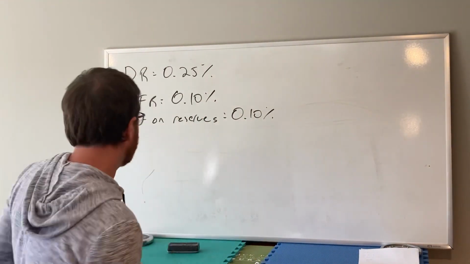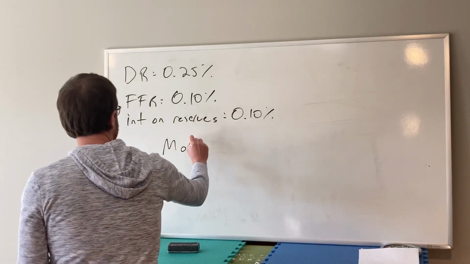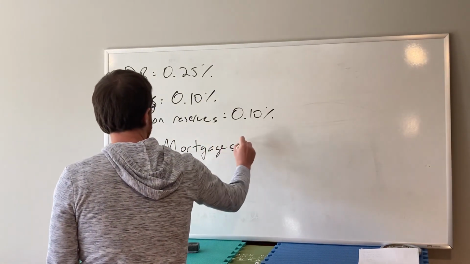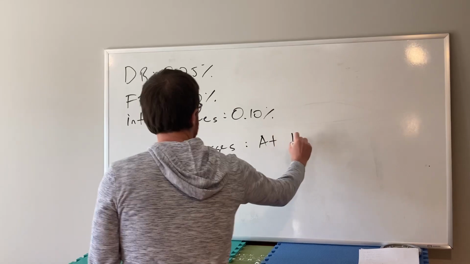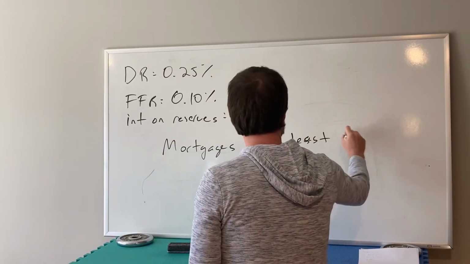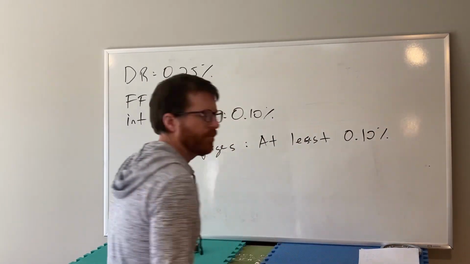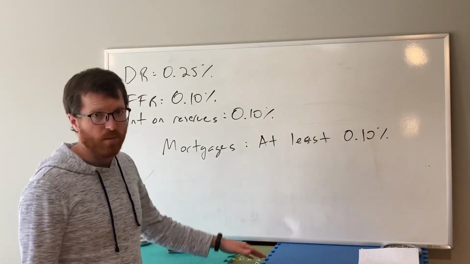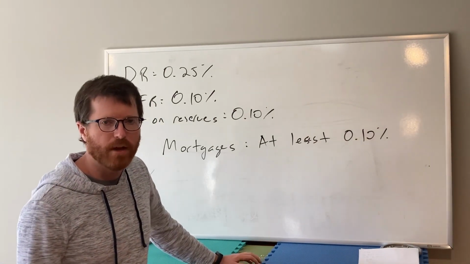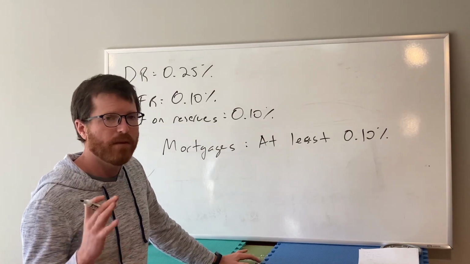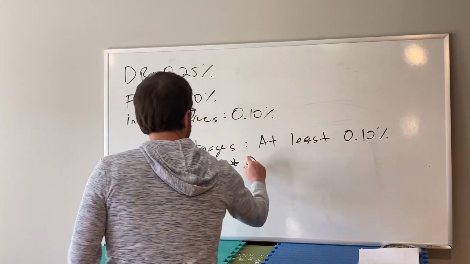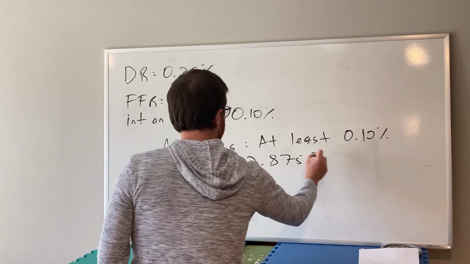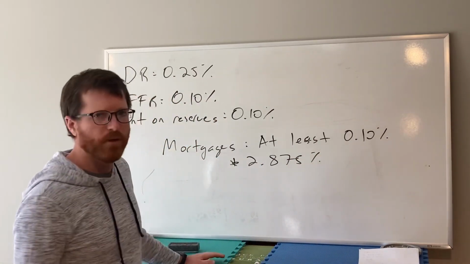So what we would expect to see is mortgages, student loans, etc. They're all going to be set up to be at least 0.10%, okay? And of course, they are above that always right now in the United States. I just got a mortgage for a house. The interest rate was 2.875%. That's kind of the standard rate right now for a 30-year mortgage.